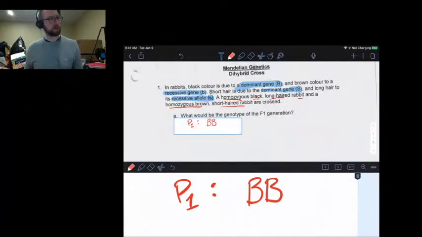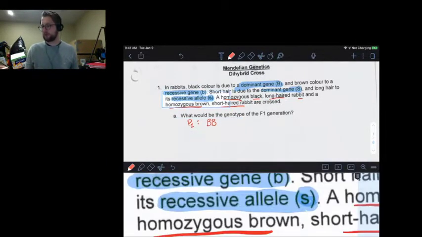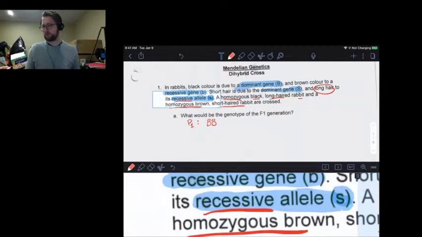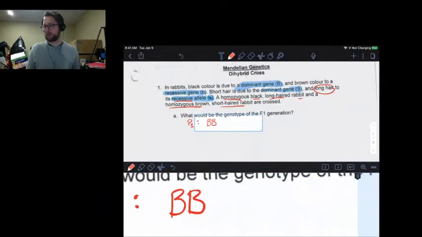Now notice that in long-haired they did not give us any allele notation. They didn't tell us if it was homozygous or heterozygous, and that's because earlier on we said that the long hair is the recessive gene. So by being the recessive gene, if something is long-haired, it must have the homozygous recessive genotype. So that's parent number 1.